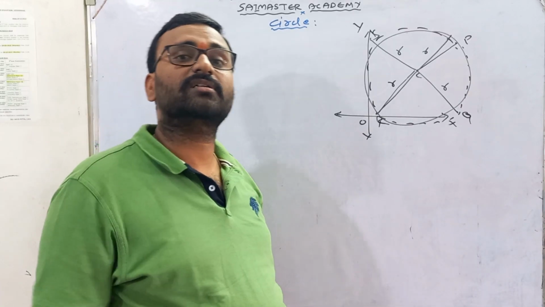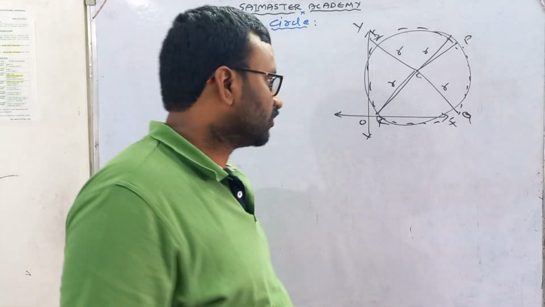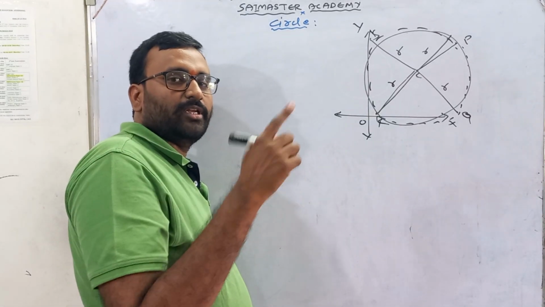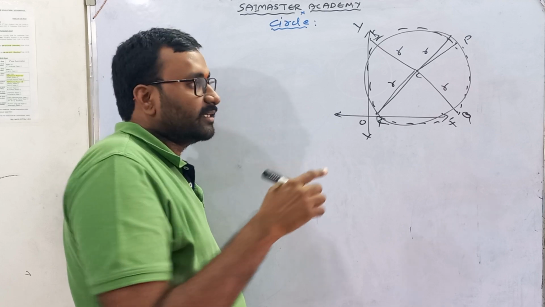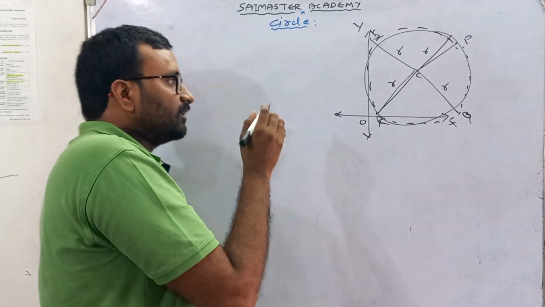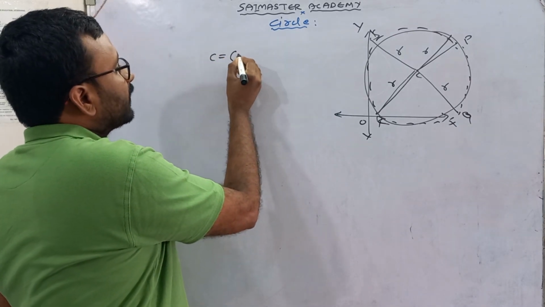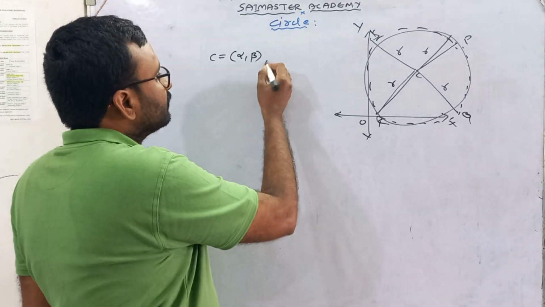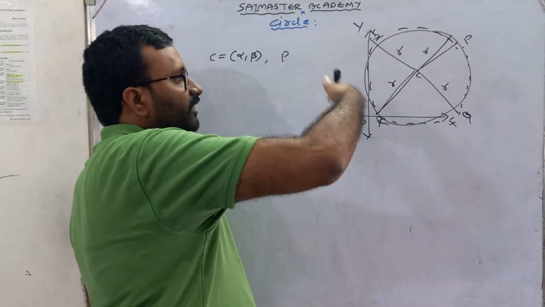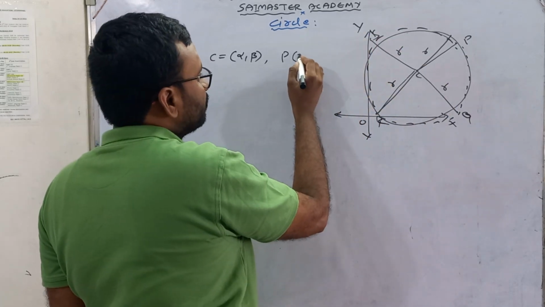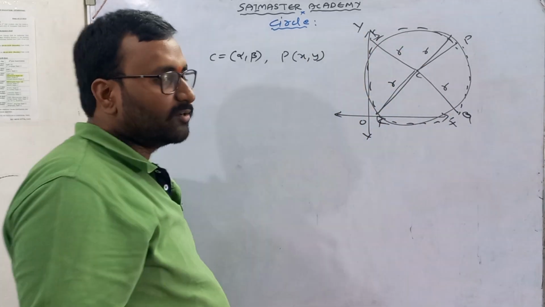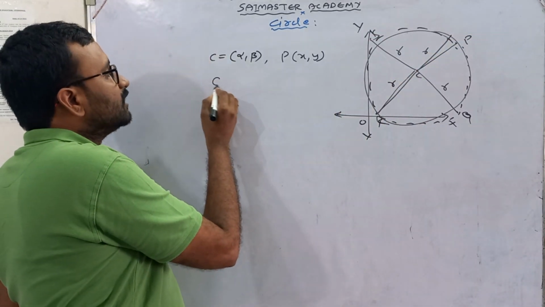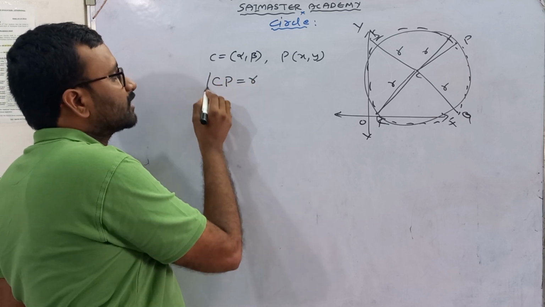Now, what is the equation of the circle? That is very important. The definition of circle means the distance from the center to any point is the radius. I am taking the center as (alpha, beta), and any point P on the circumference as (x, y). From the center to the point on the circumference, the distance is the radius, so CP equals radius is the condition from the locus.